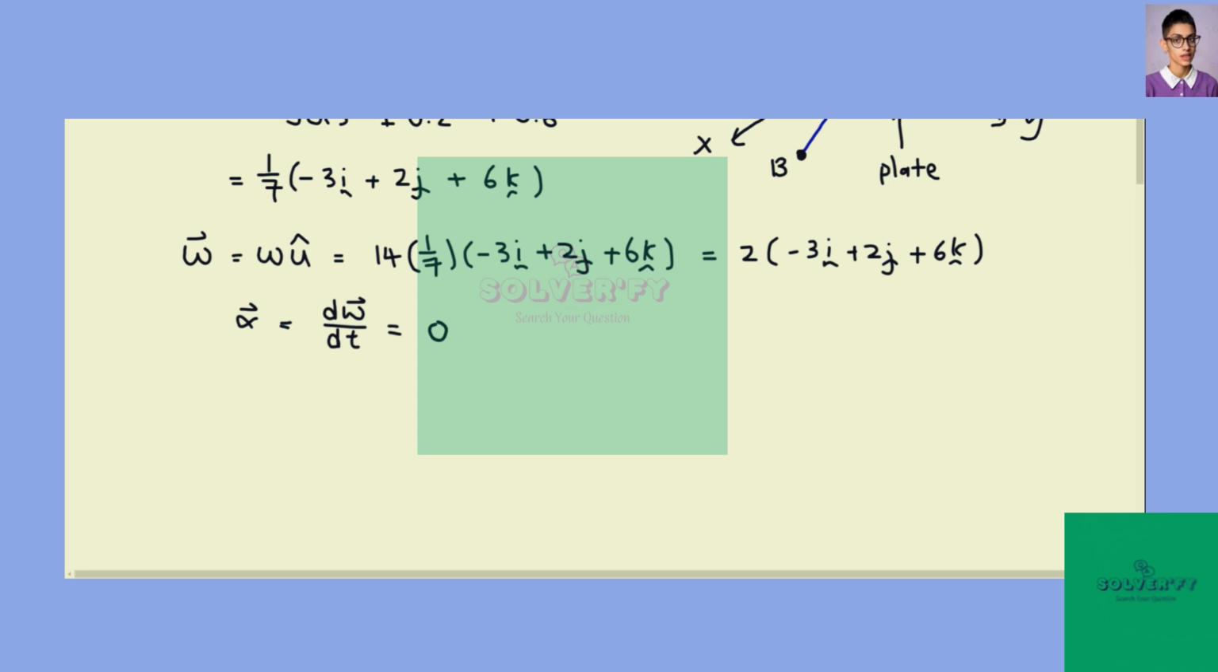Then we need to determine the velocity and acceleration of point C. So we need the position vector of point C, and this is actually minus 0.3 i plus 0.4 j. This is given in the question. I'm going to call this RC.